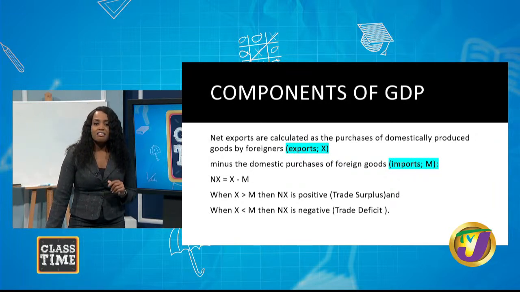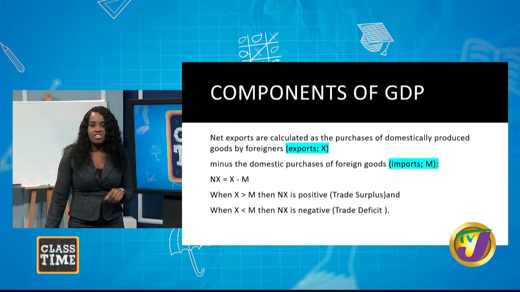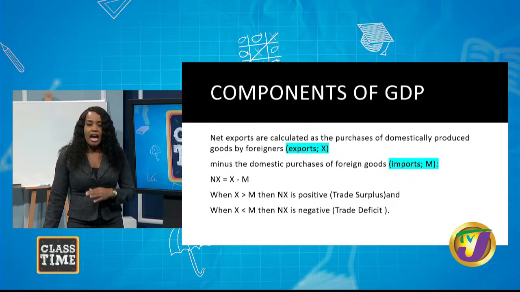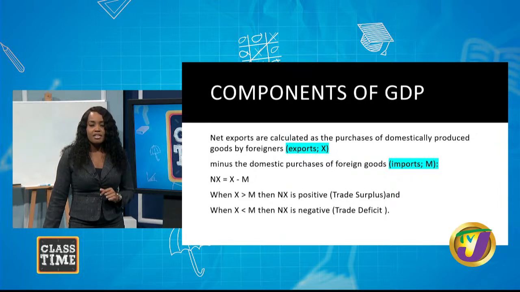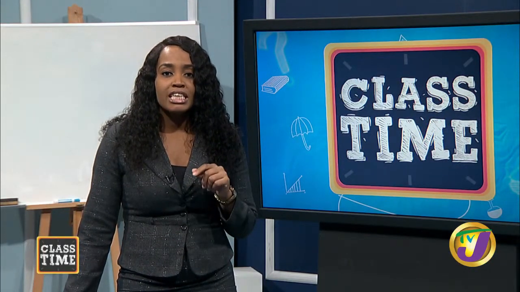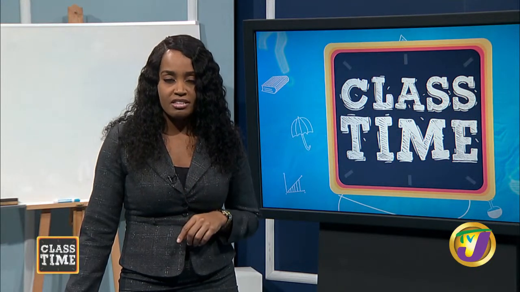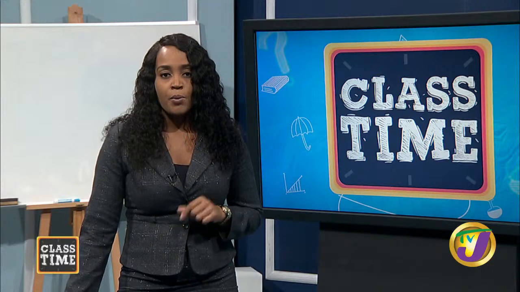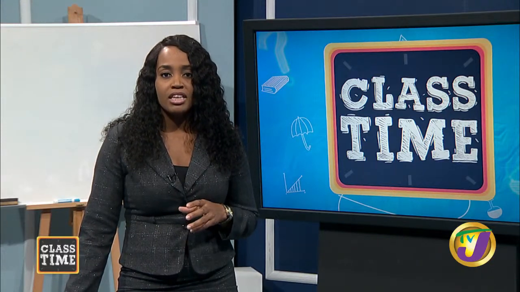Now, when your exports are greater than your imports, your net export figure will be positive, which means you have a trade surplus. So when exports are greater than imports, it means that you're earning more on the goods that you're selling to other countries than what you are spending on goods that you're purchasing from other countries. And then there's also the reverse. Your imports could be greater than your exports, and that means that your net export figure would be negative, and this represents a trade deficit. So when your imports are greater than exports, you have a trade deficit. When your exports are greater than your imports, you have a trade surplus.